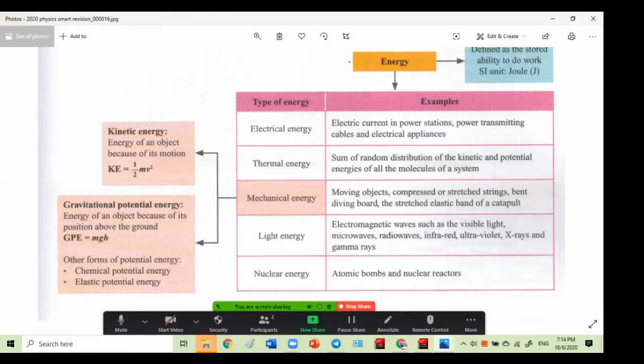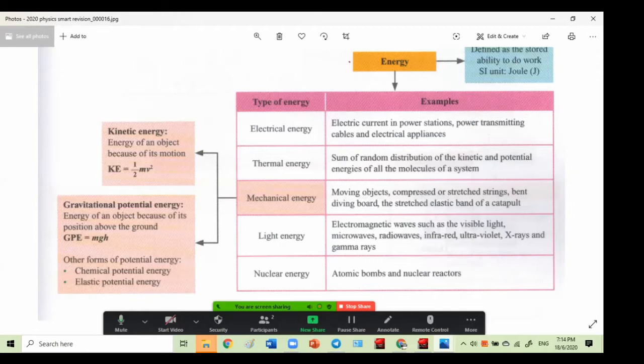Do you understand what is elastic potential energy? Like a rubber band, you stretch it, it's elastic potential energy. A spring, a coil of spring, you stretch it, elastic potential energy.